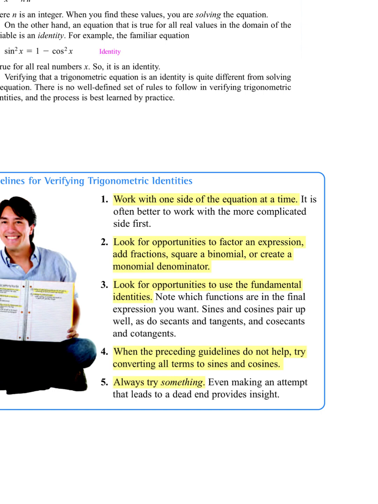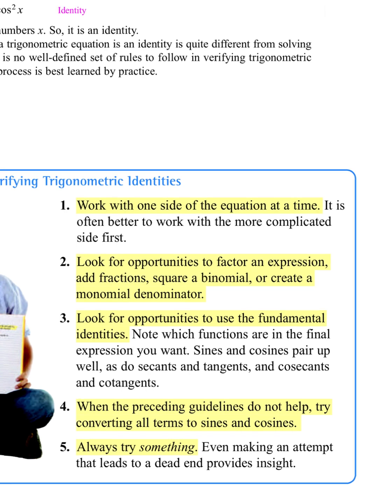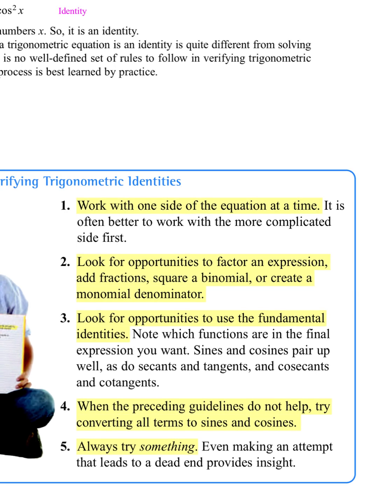All right, here are the steps. The first thing I want you to look at, it says to work with one side of the equation at a time. It is best to start with the most complicated side first and simplify it. You'll see what I mean in a second. Secondly, it says look for opportunities. You want to try and factor, add fractions, square stuff, use your identities. That's what you're trying to do. You're trying to take those identities and put them into practice.